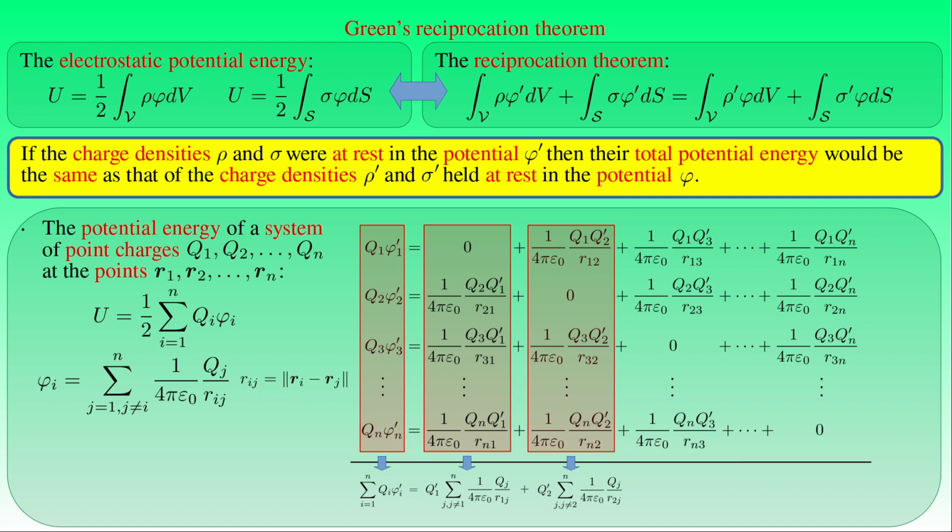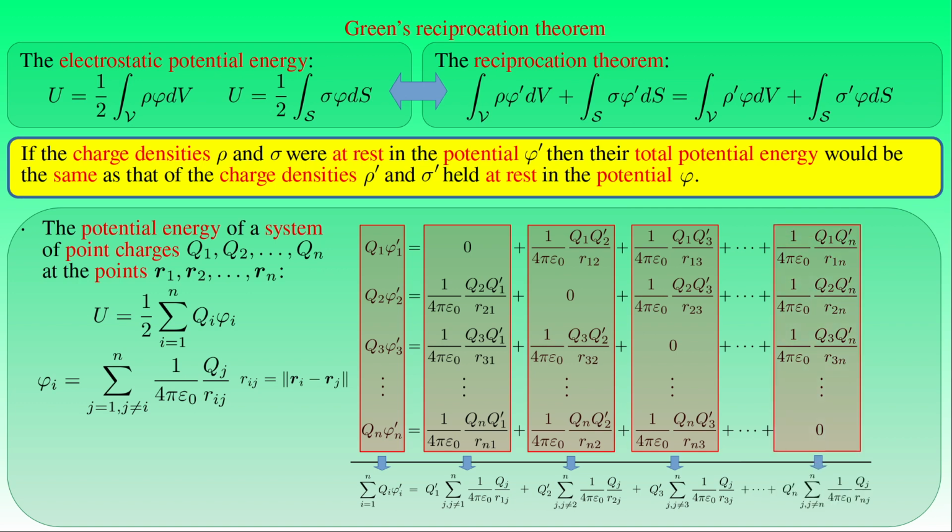Similarly, if we add the terms in the third column, we obtain Q prime 3 times the sum of 1 over 4 pi times epsilon naught, times Qj over R sub 3j from j equals 1 to n excluding 3. We can continue this procedure up to the last column, where the sum is equal to Q prime n times the sum of 1 over 4 pi times epsilon naught, times Qj over R sub nj from j equals 1 to n excluding n. Now we can add all the sums obtained in the right-hand side, which gives the sum of Q prime i times phi i from i equals 1 to n.